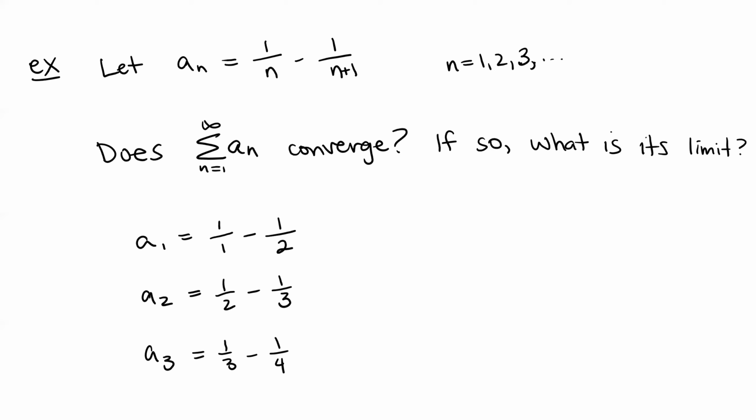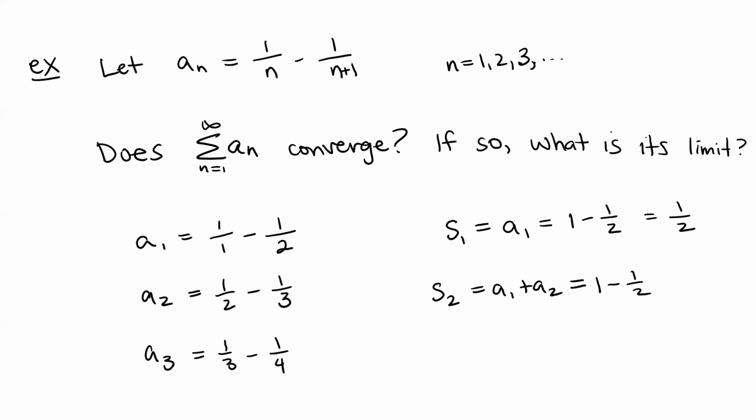Now let's look at the partial sums. So S1 is equal to A1, which we figured out is 1 minus a half. Or in other words, this is a half. S2 is equal to A1 plus A2. We said A1 is 1 minus a half, and A2 is a half minus a third. Now we can see that the half here and the half here cancel. So that just leaves 1 minus 1 third, or in other words, that leaves 2 thirds.